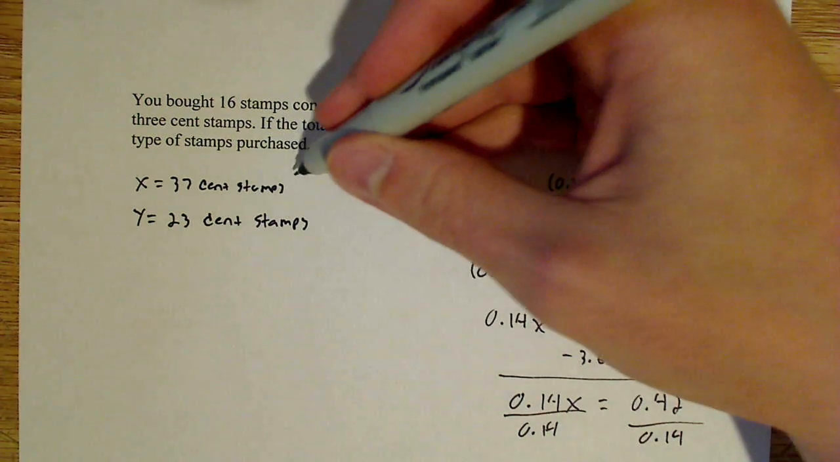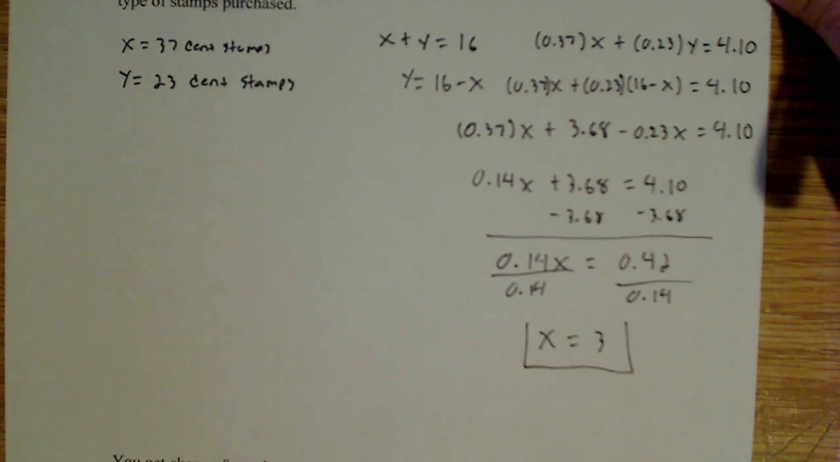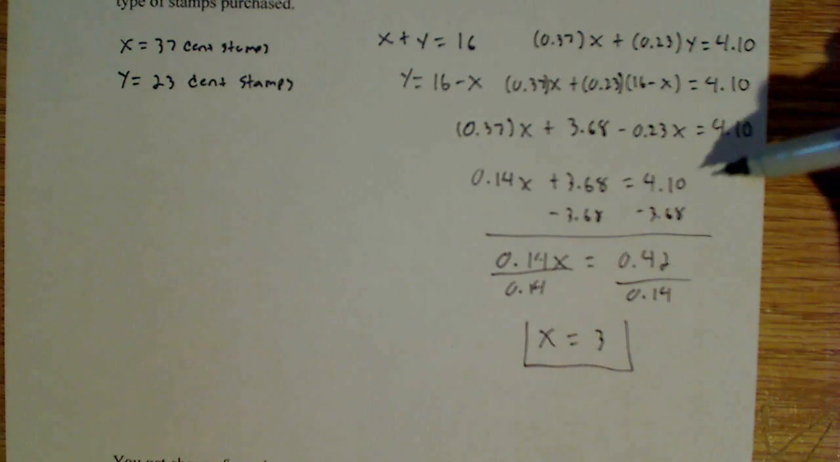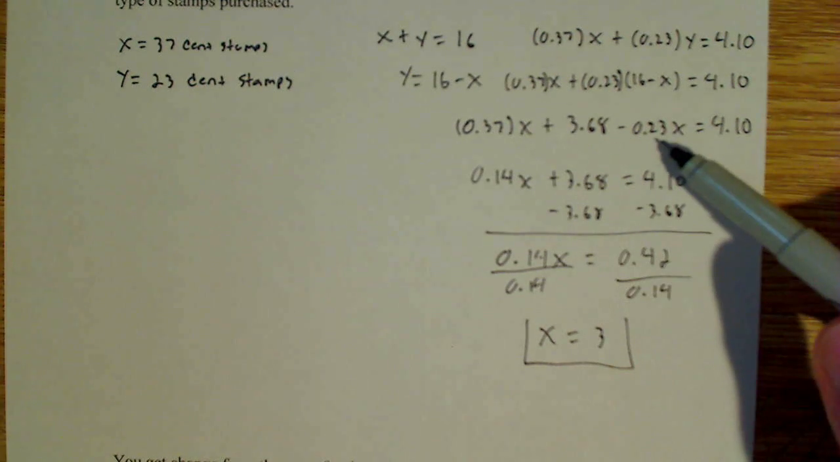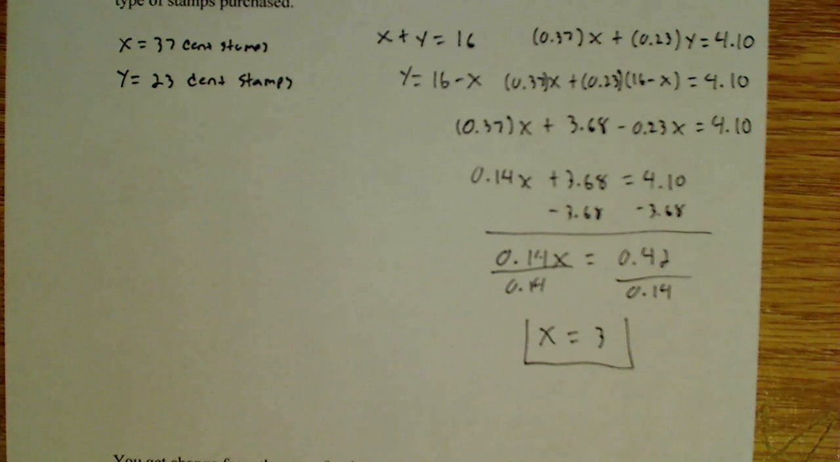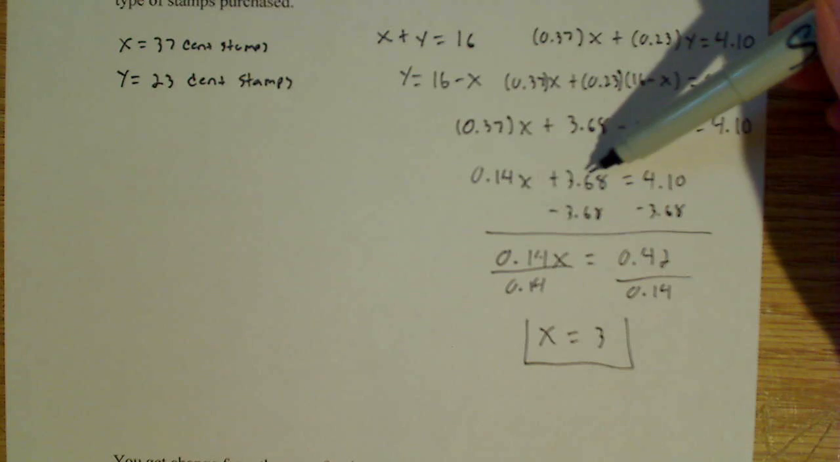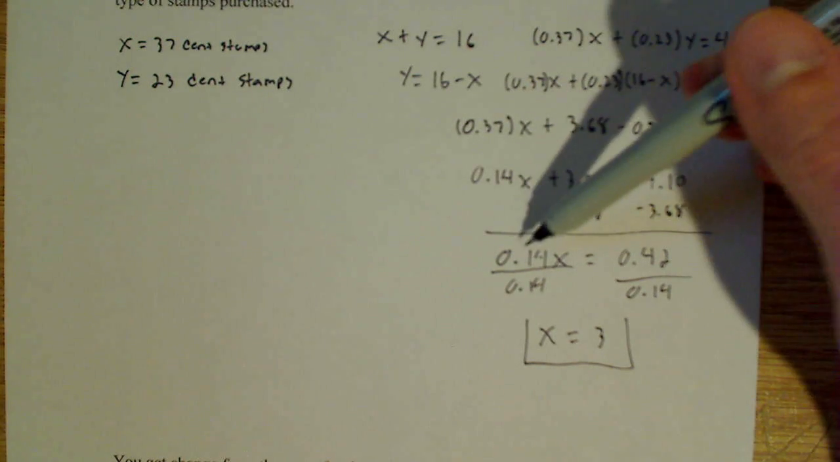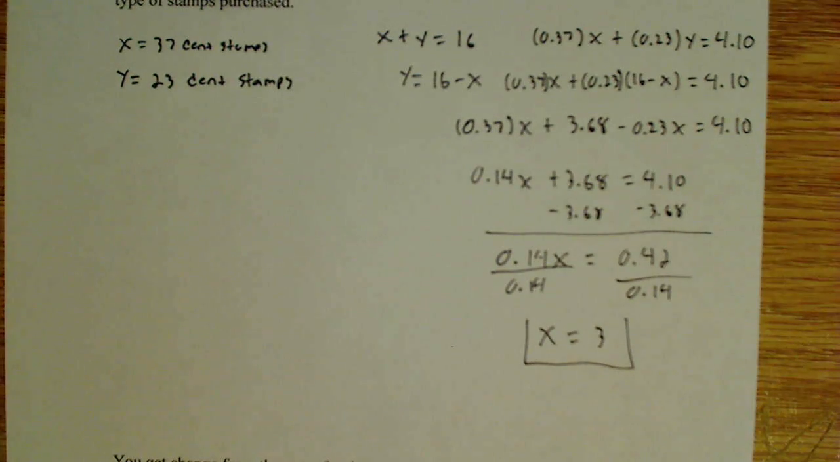Okay, so what that tells me is I bought 3 37-cent stamps, okay? Since x is equal to 3, I bought 3 37-cent stamps. So I apologize that I didn't have that on camera there. But anyway, all I did essentially was combine these two terms, 0.37x minus 0.23x, and I got 0.14x, and then I subtracted 3.68 from both sides, and that gave me 0.14x is equal to 0.42, divided both sides by 0.14, and I wound up with x is equal to 3.